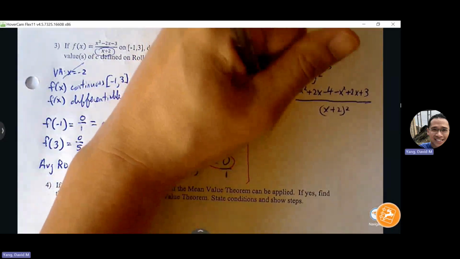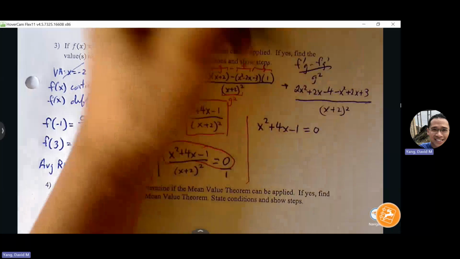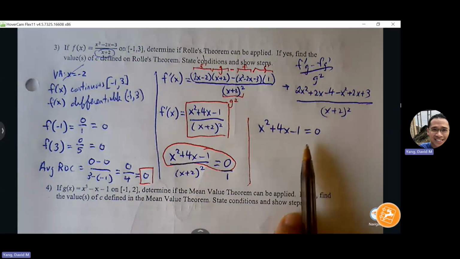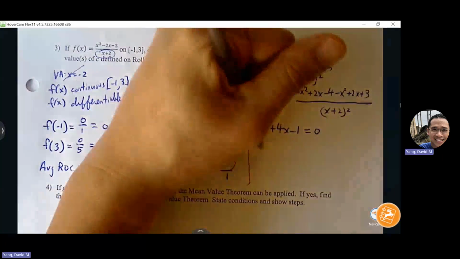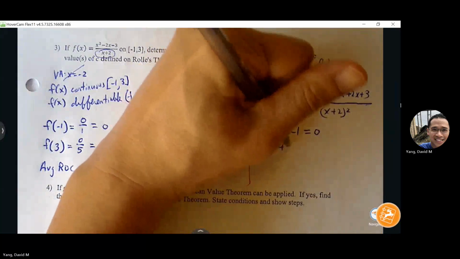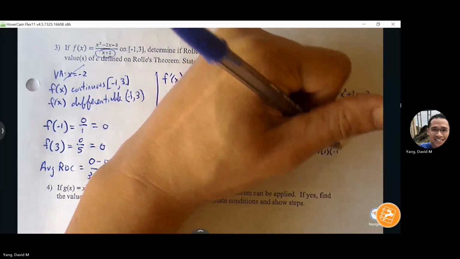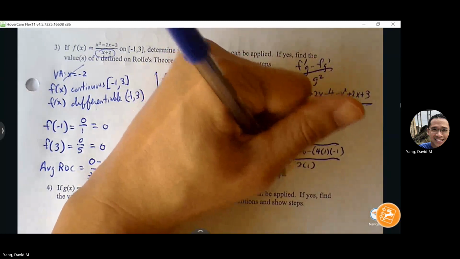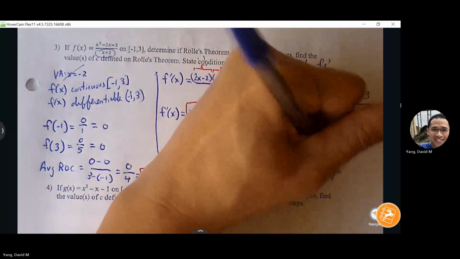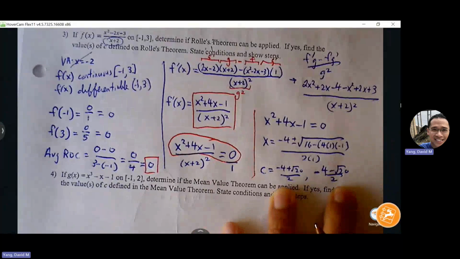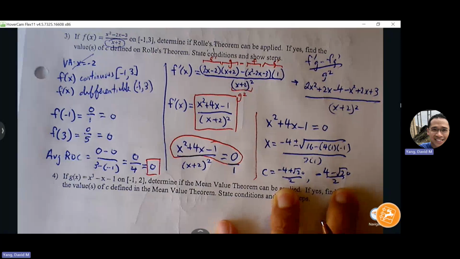Now this one is not factorable. You have to go through the quadratic formula. I won't give you a quadratic formula on the quiz, but here we go through that process. But I do want to point something out here. The quadratic formula will give you two solutions, but do we keep both solutions? And how do we know which one to keep?